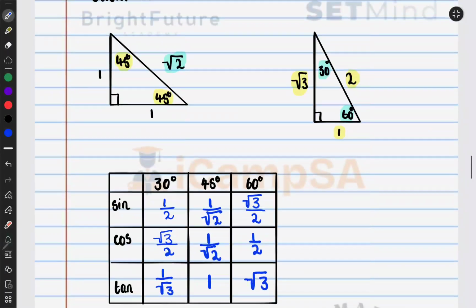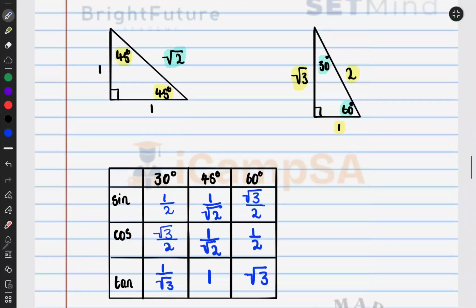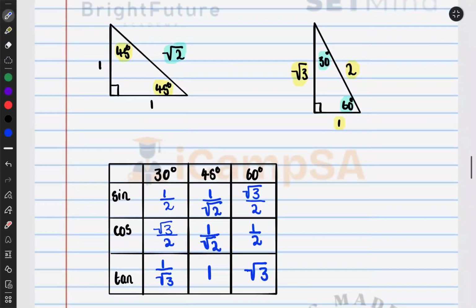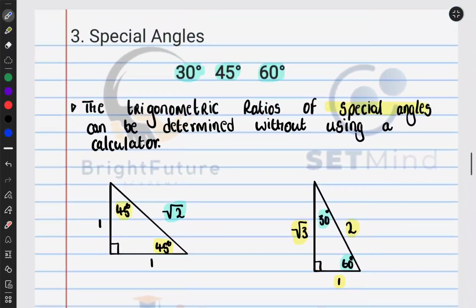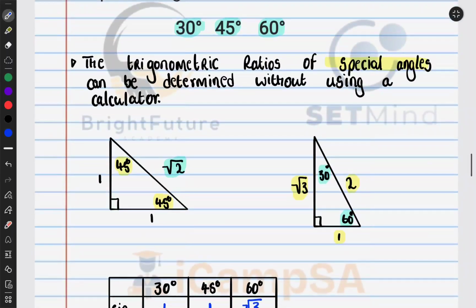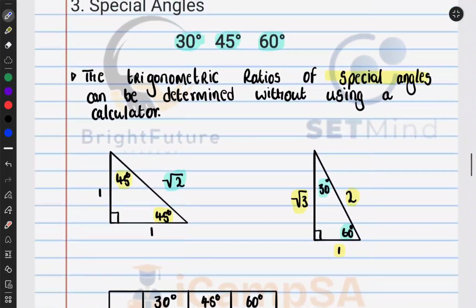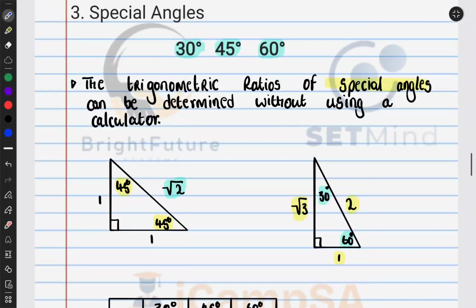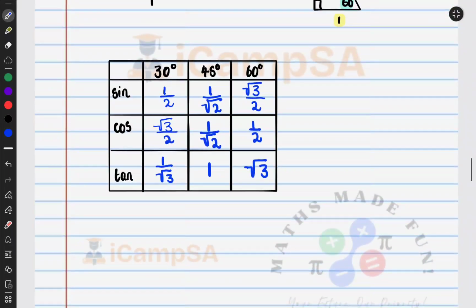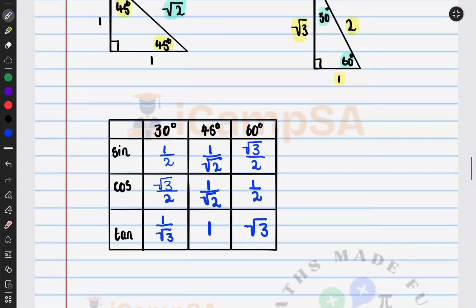Okay, so that is that with special angles. This lesson is already above an hour, so we are going to end the lesson here. In our next lesson we are going to be looking at the angles once again, doing examples of special angles, and then we are going to be looking at angles of elevation and angles of depression.